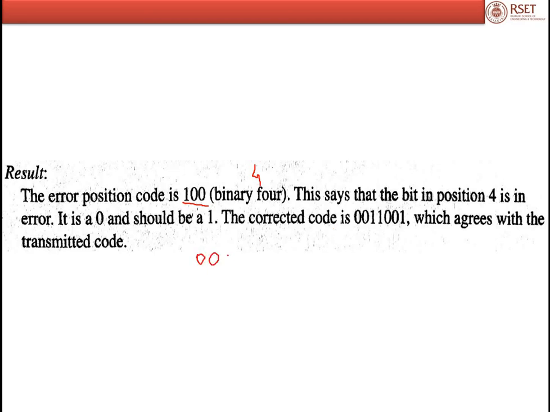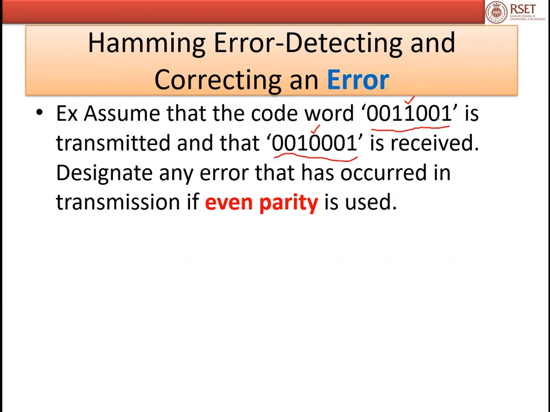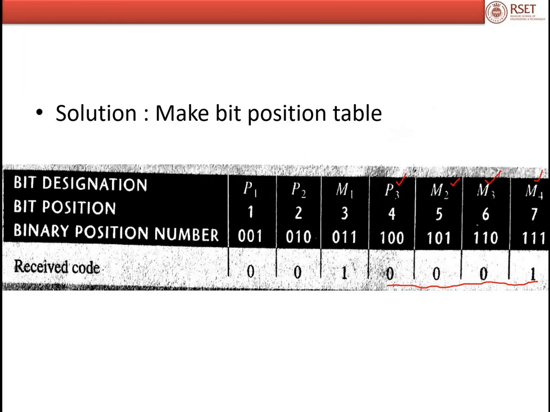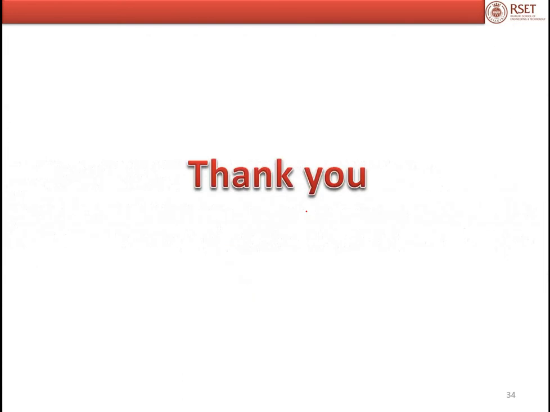In the question, the received code was 0010001. So here the bit in the 4th position is in error. It is 0, but actually it should be 1. So the corrected code will be 0011001, which agrees with the transmitted code 0011001. So this is how an error is detected and corrected. Okay, the lecture is completed and thank you everyone.